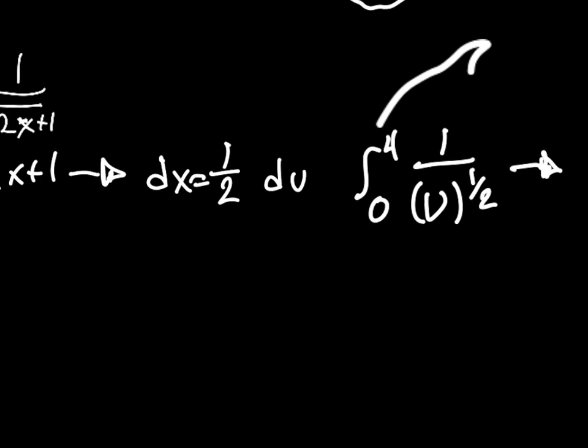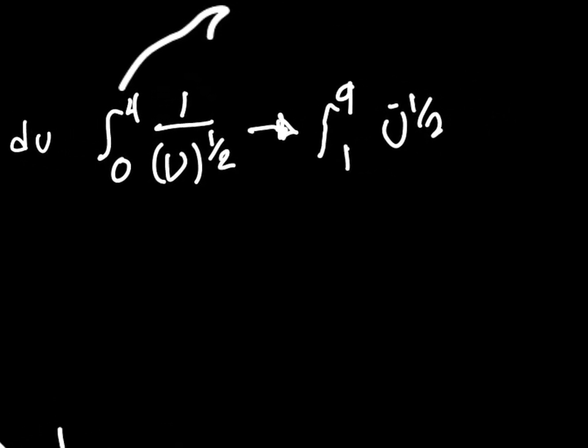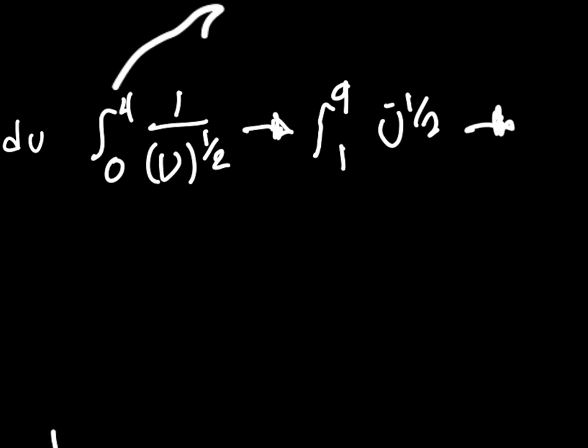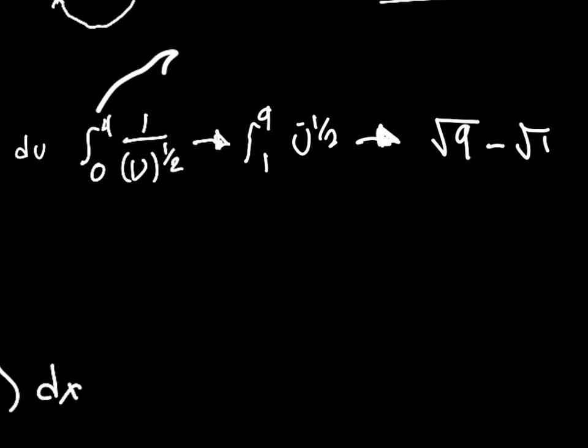Now, before anything, we're going to convert our x values of 0 and 4 to u values. These new u values will be 1 and 9, and u to the negative one half, because this can be converted from 1 over square root of u. So now we just plug in and do square root of 9 minus square root of 1. Square root of 9 is 3, square root of 1 is 1, so we get 3 minus 1, which is equal to 2. And that is our answer for number 7.